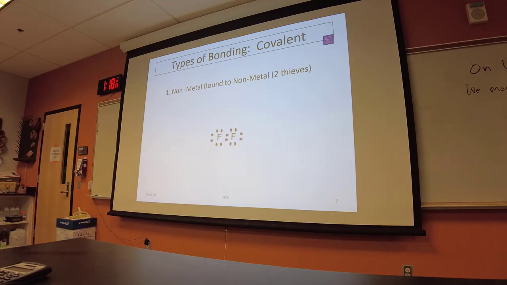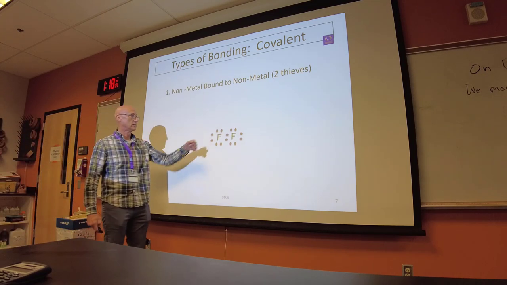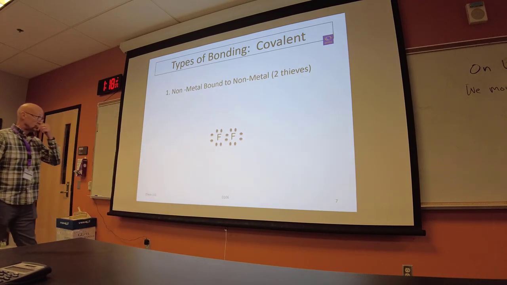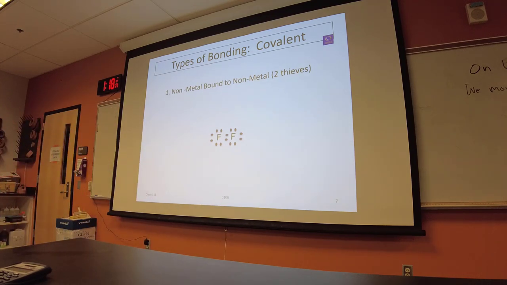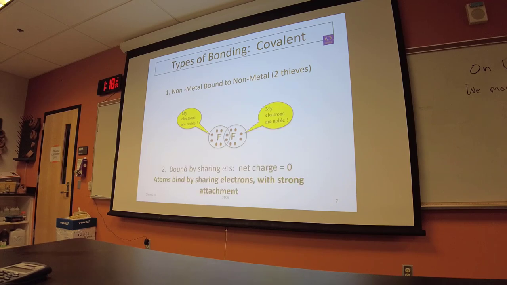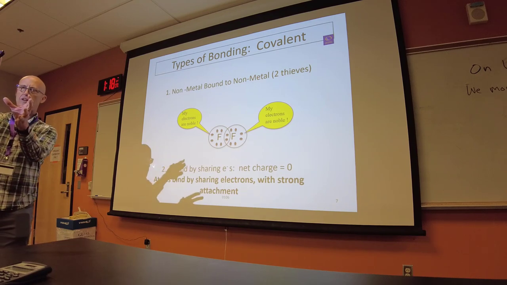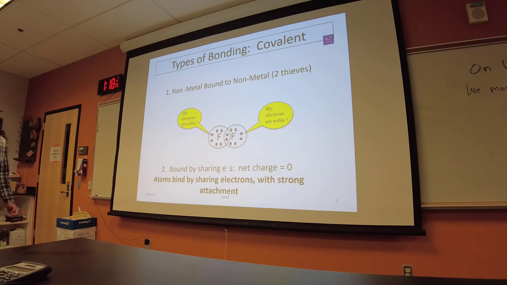Covalent bonding, so now I'm going to say bound by sharing electrons. And these are tight, how those electrons are held in there. Very tight. All make sense? Net charge is zero. Strong attachment, bound by sharing. The other ones, the ionic, were bound by charge. These are bound by sharing. Those are two different things, and it has implications for a lot of things that happen.